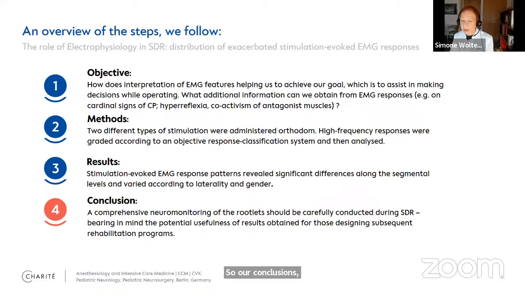Comprehensive neuromonitoring of the rootlets should be carefully conducted during SDR. And we heard before, it is an interdisciplinary team for SDR and for children with cerebral palsy. So, bearing in mind the potential usefulness of the results obtained for those designing subsequent rehabilitation programs.